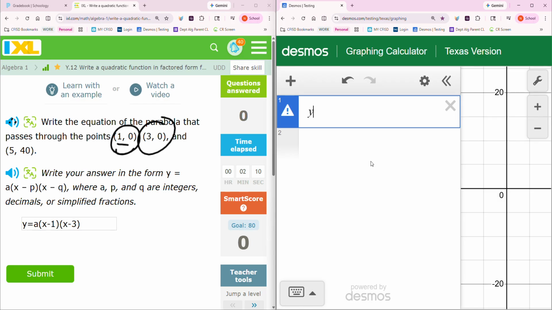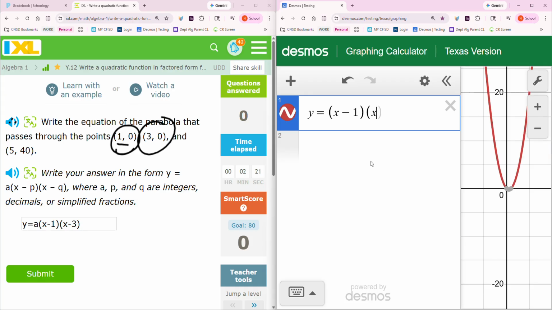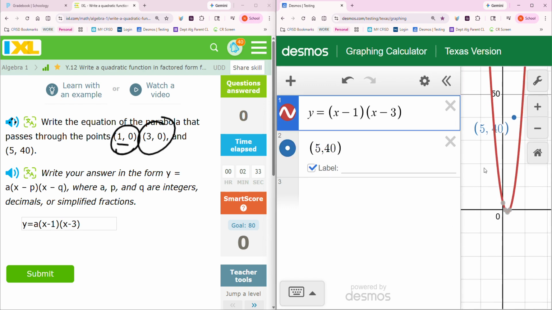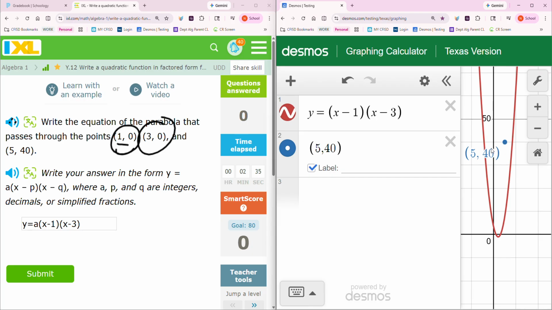So I'm going to go ahead and put y equals, x minus 1, parentheses, x minus 3, parentheses, and then I'm going to put my point, 5, 40, and I'm going to label it. Okay, so my point is there at 5, 40.